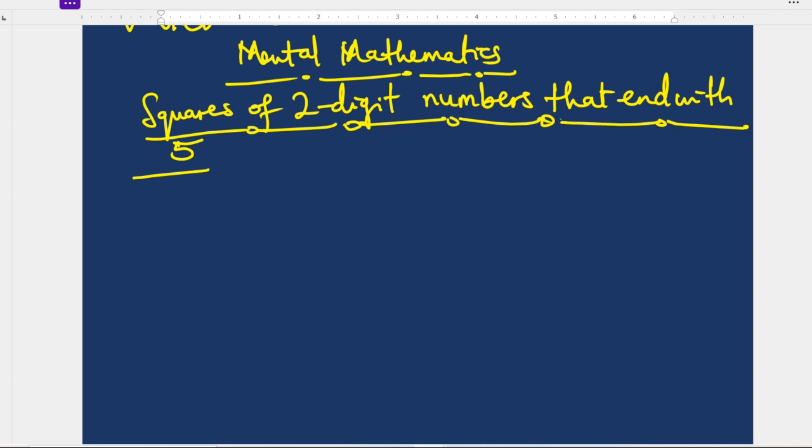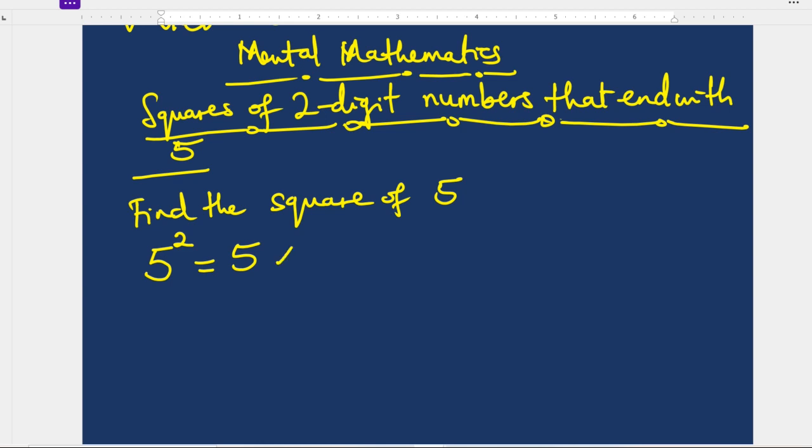Now, what do we mean by squares? When they say find, listen attentively, find the square of 5, it means 5 raised to power 2. And 5 raised to power 2 means 5 times 5. And 5 times 5 is 25. I hope you understand that.